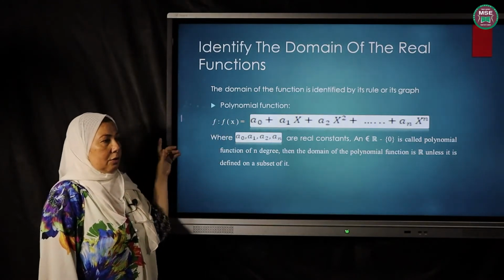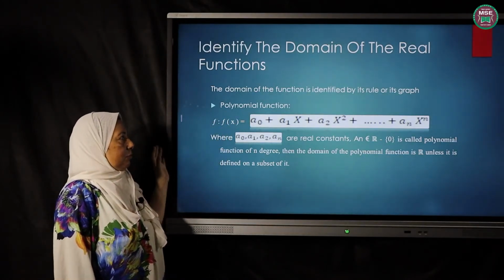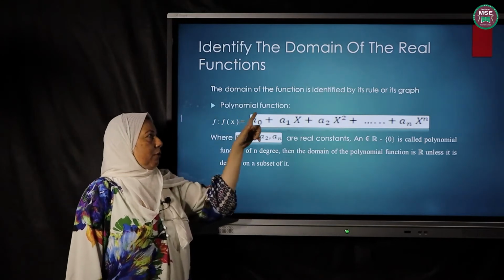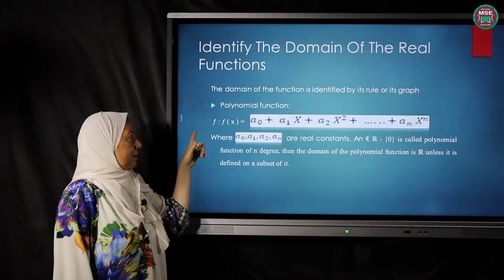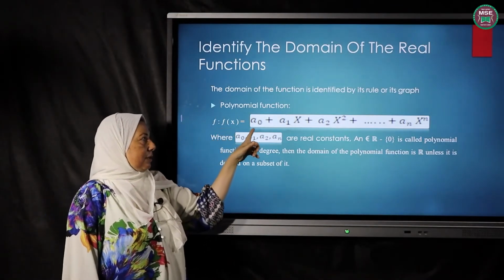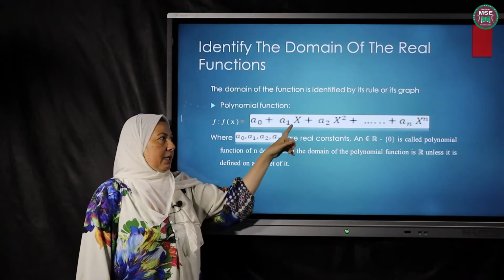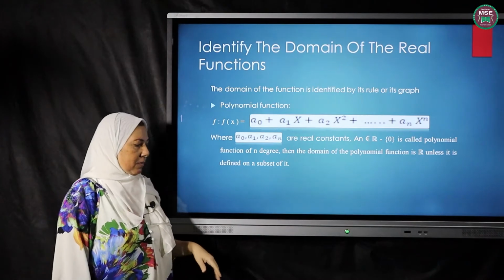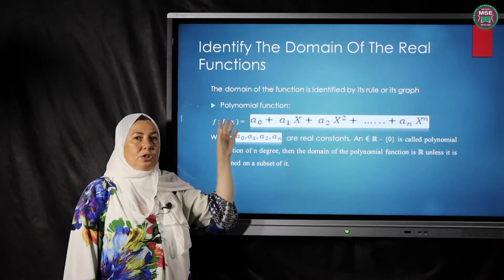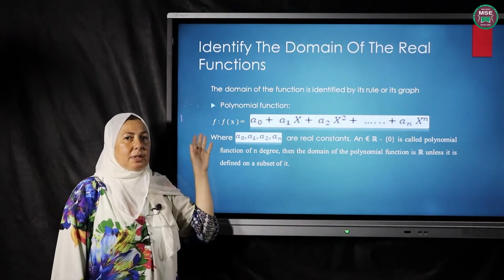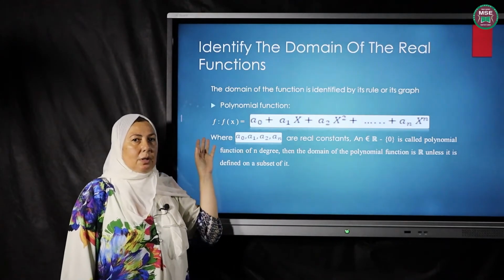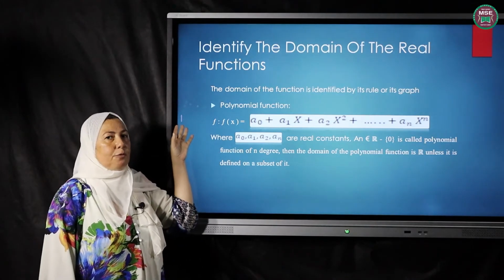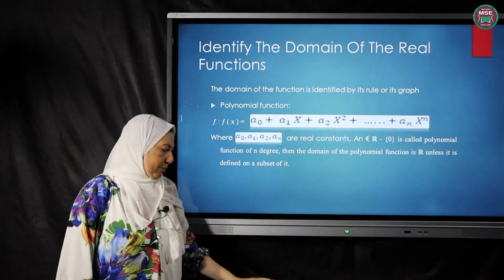Domain of the function. Number one, polynomial function, like f of x equals a naught plus a1x plus a2x squared, and so on. The domain of a polynomial function is R. All x belonging to R is the domain of a polynomial function.